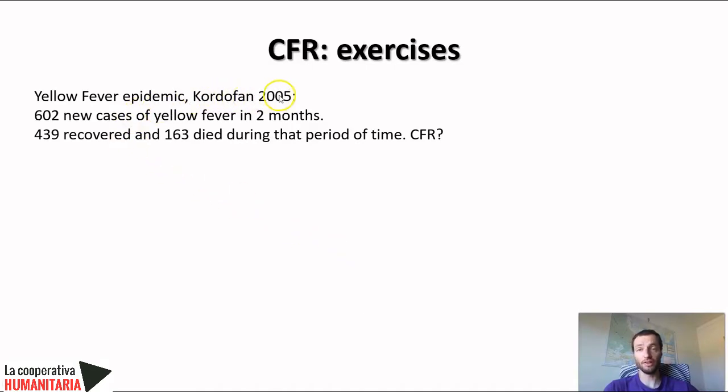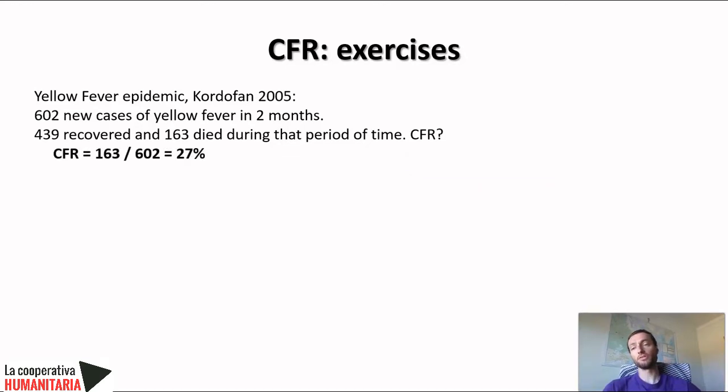Yellow fever in Kordofan, 2005. 602 new cases of yellow fever in 2 months. 439 were recovered and 163 died during the period of time. So remember that case fatality rate was total number of deaths divided by total number of cases at that period of time. Can you calculate now this case fatality rate in Kordofan?